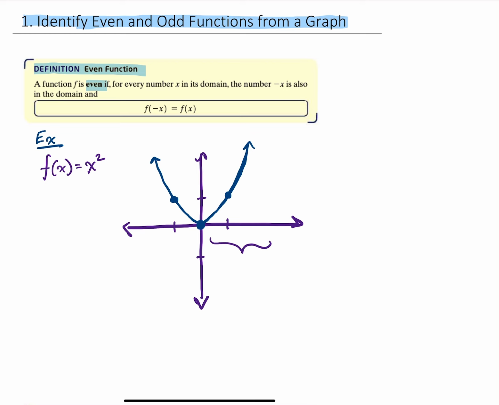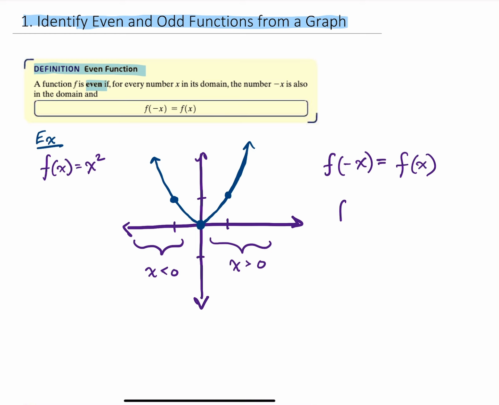So in general, this is where x is greater than 0, your positive x values, and this is where x will be less than 0. And we can see there's this symmetry. Imagine a mirror going down the middle of the graph. So visually, we can recognize it by having this symmetry across the y-axis, and it has this kind of behavior: f of negative x will equal f of x.